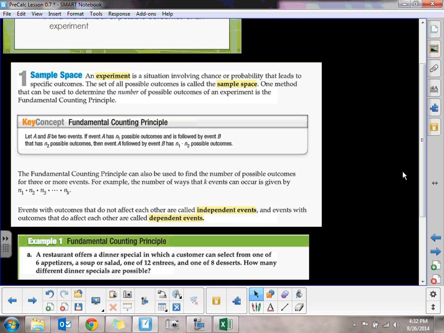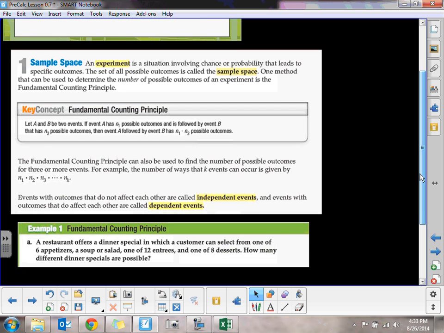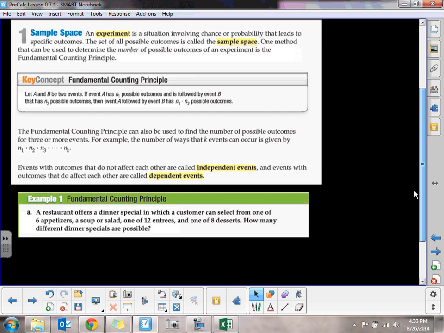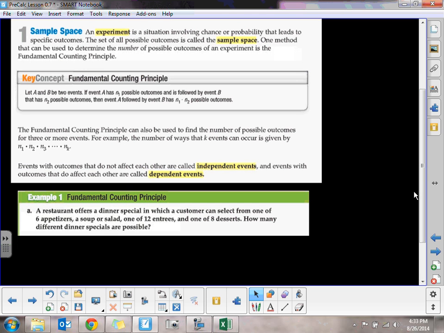A couple more vocabulary words we have to look at are independent versus dependent events. Events with outcomes that do not affect each other are called independent, and events with outcomes that do affect each other are called dependent events. So we're going to be using our fundamental counting principle to determine how many ways we can have a situation occur. So how many possible outcomes are there?